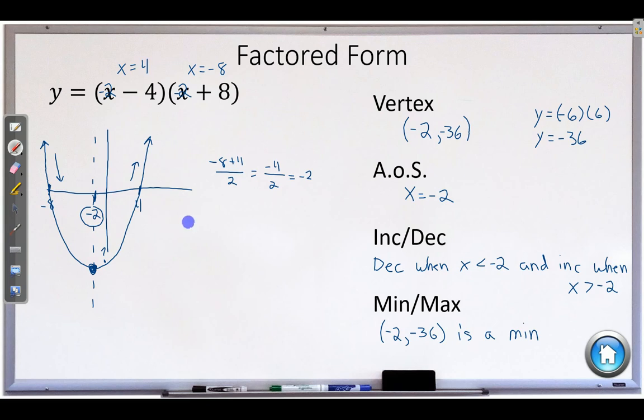It took a little bit of work. We had to find the middle. We had to plug that in to find the y value. That gave us our vertex. That gave us our axis of symmetry. And once we have that full picture, these other characteristics fall in line just like they did for vertex form.